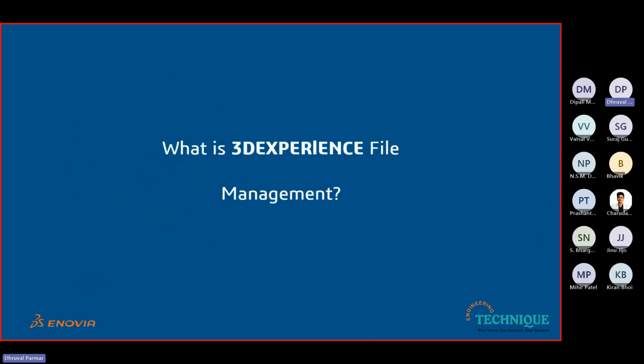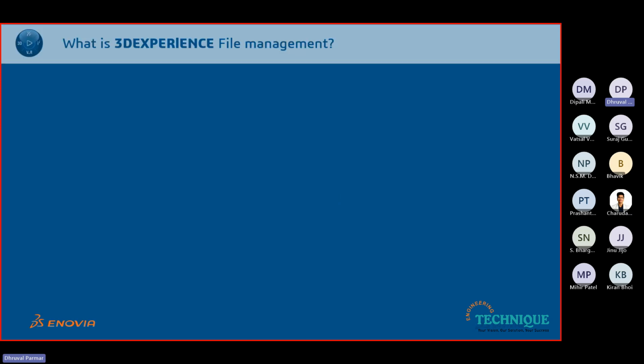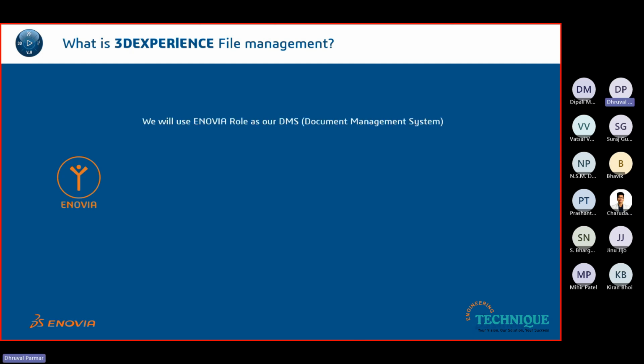First of all, you might be wondering what 3D Experience file management is. Let me give you a brief idea. Essentially, we use the Innovia app here, and we are going to use the Innovia role as our standard DMS, document management system. Whenever we start the platform, you have two roles called 3D Streamer and Collaborative Industry Innovator, also known as CII. In CII, we have an application called Document Management, which we're going to use as our standard document management system.